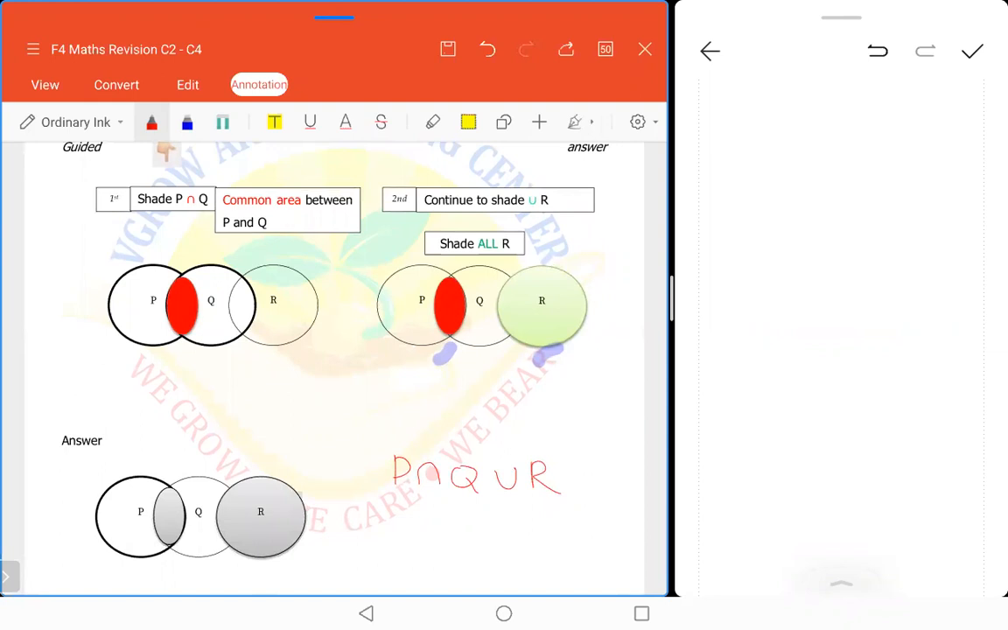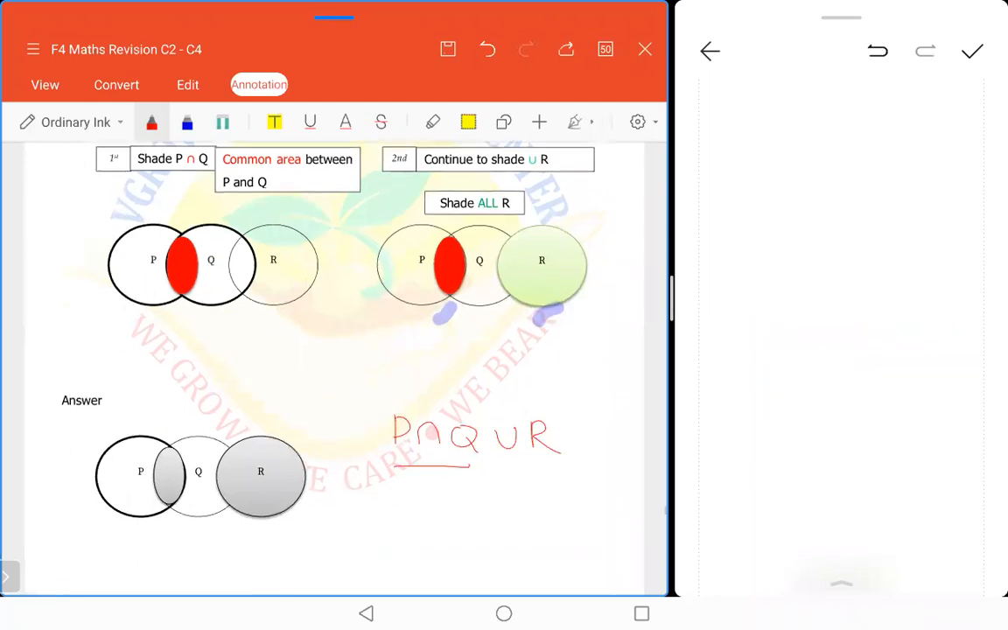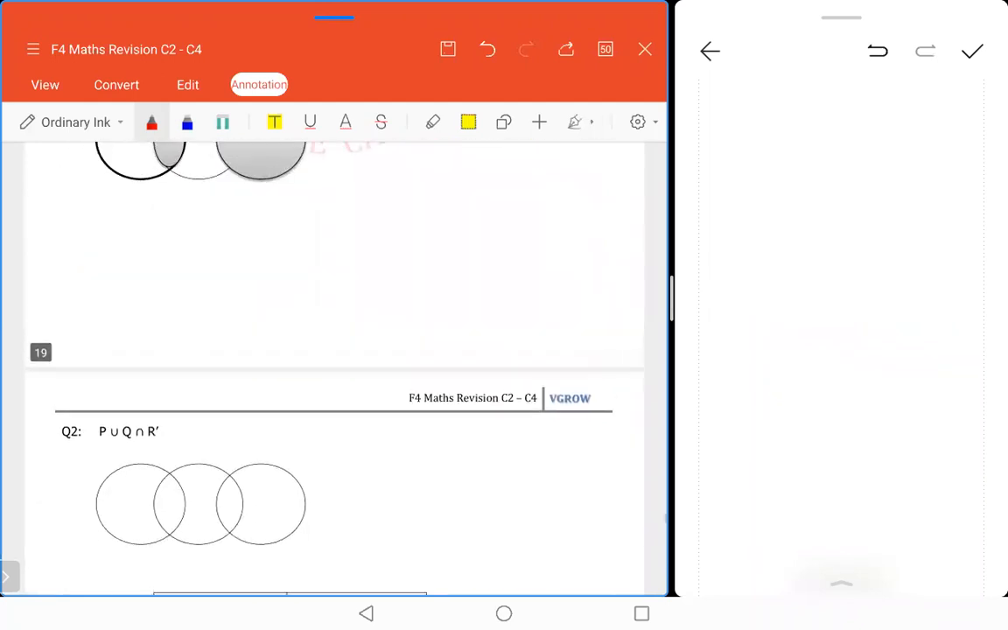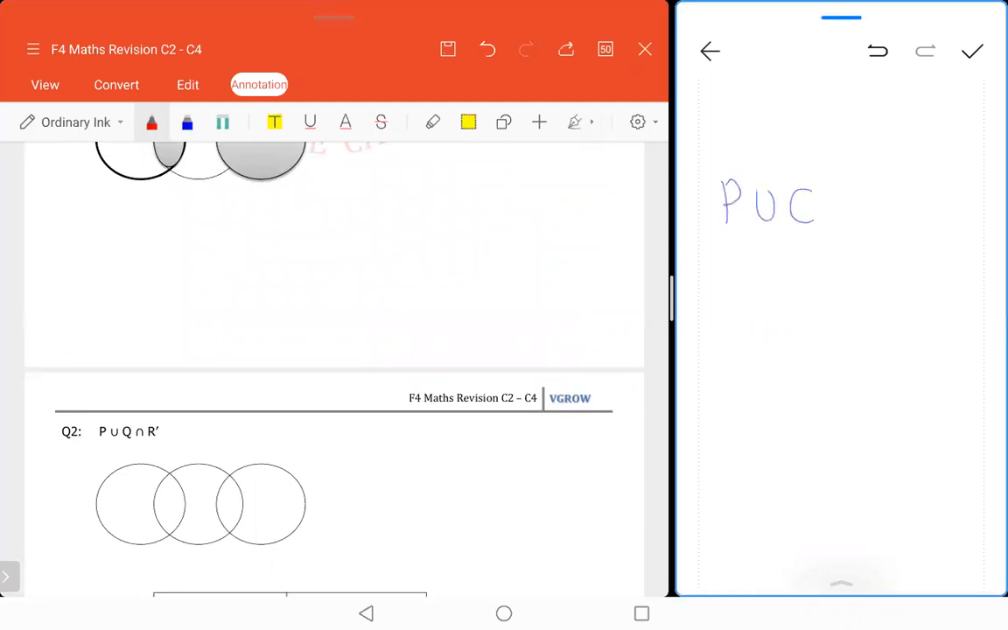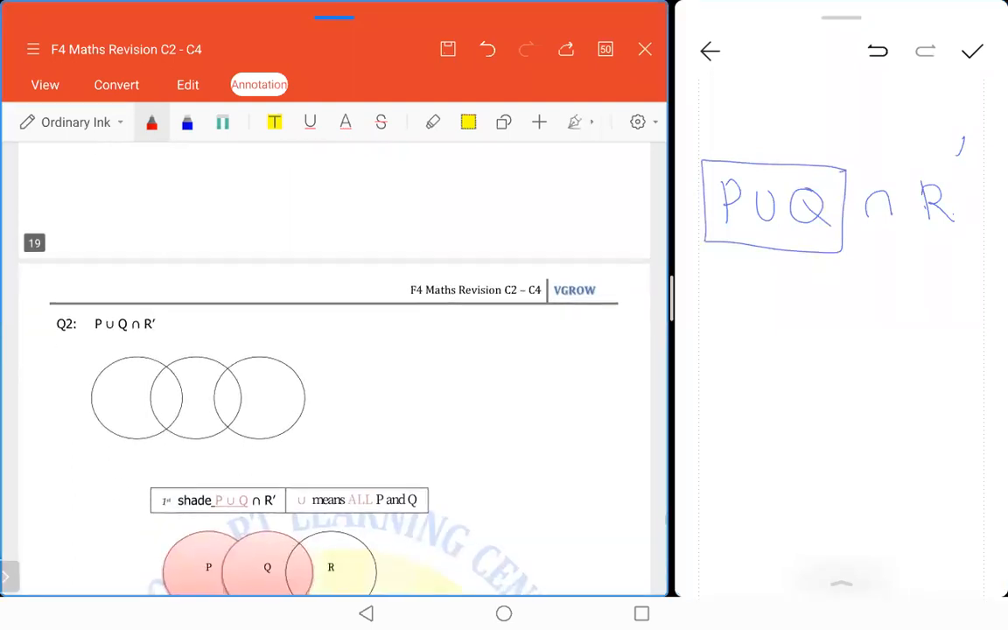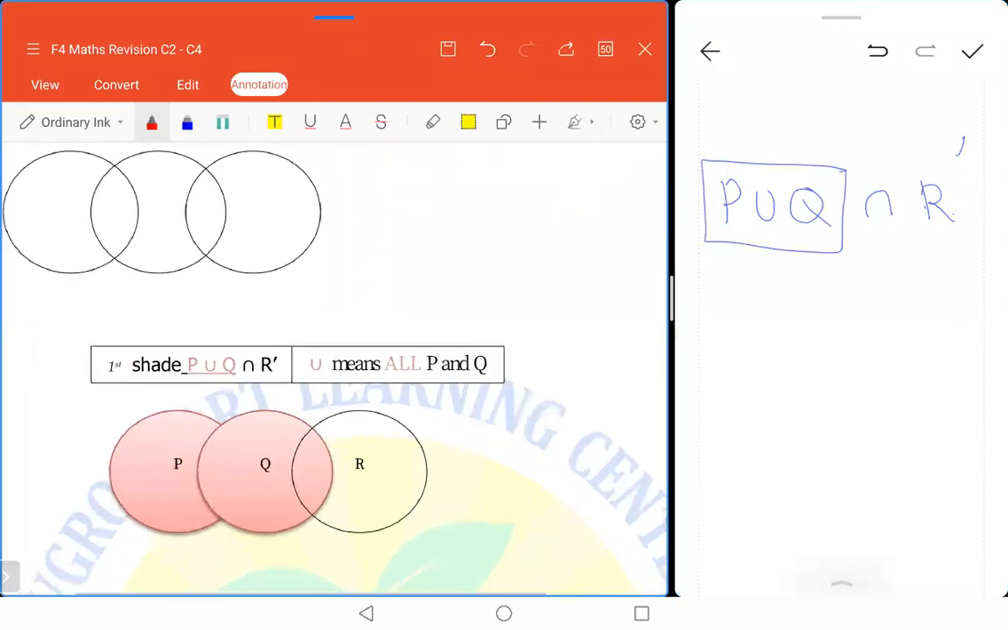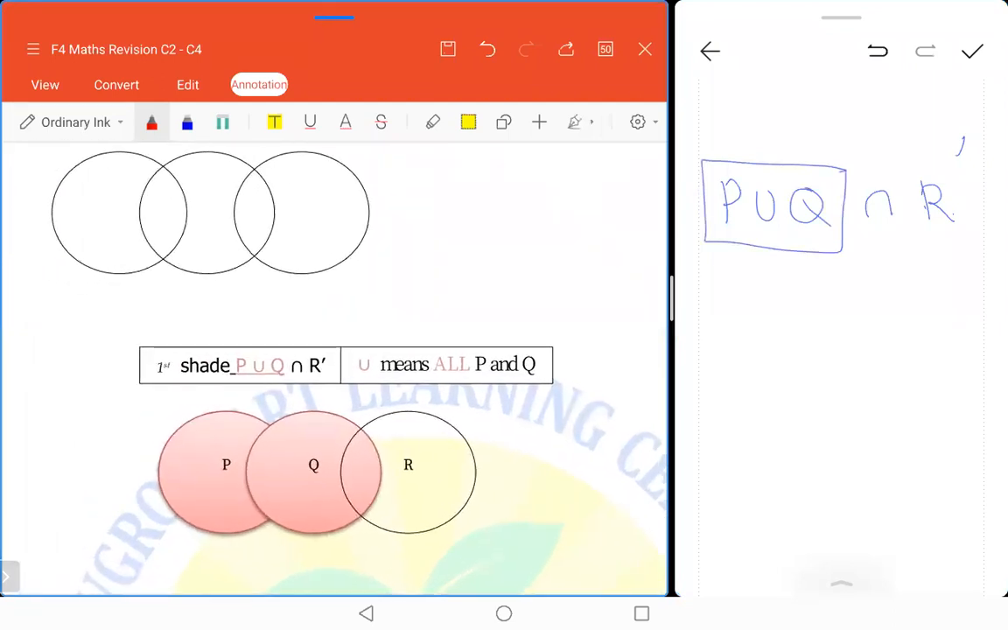P intersect Q first, common area, with all R. Second example, here. P union Q intersect complement of R. So we do P union Q first. Okay, P union Q. So you shade all P and all Q. All P and all Q.